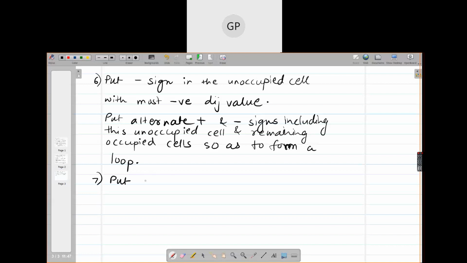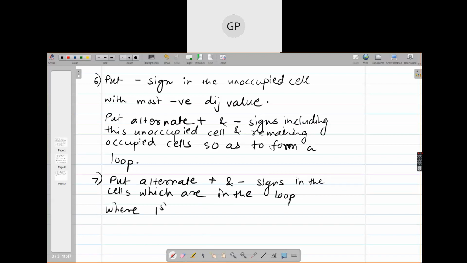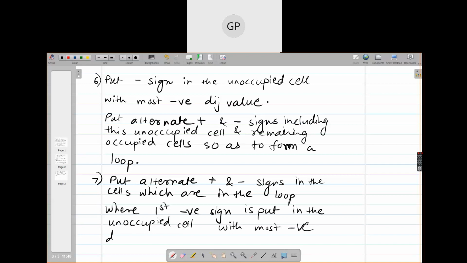put alternate plus minus signs in the cells which are in the loop, where the first negative sign is placed in the unoccupied cell with most negative Dij value.